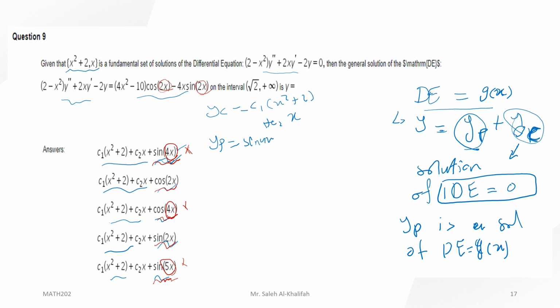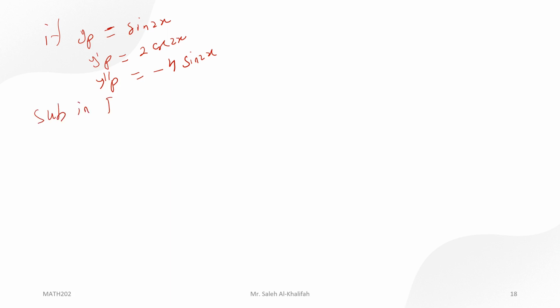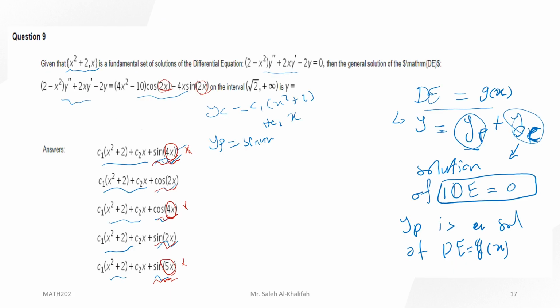Okay, I will start first with what? If y of p was equal to sine of 2x, then y prime of p is 2 cosine of 2x, then y double prime of p is what? Minus 4 sine of 2x. Then sub in the differential equation, and the differential equation equals some function g of x. Check the right side equals the left side ولا لا.